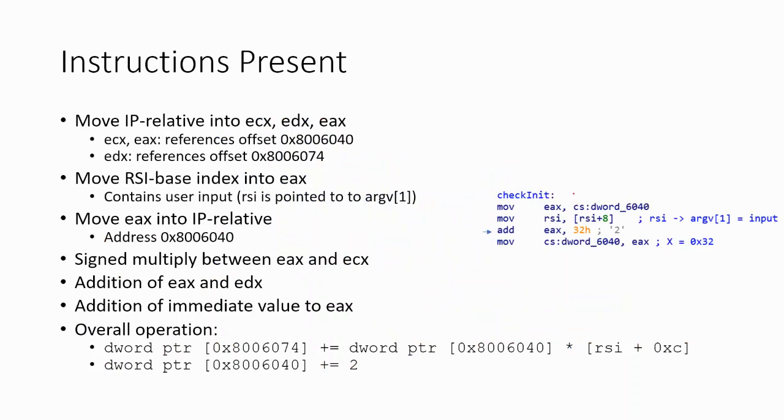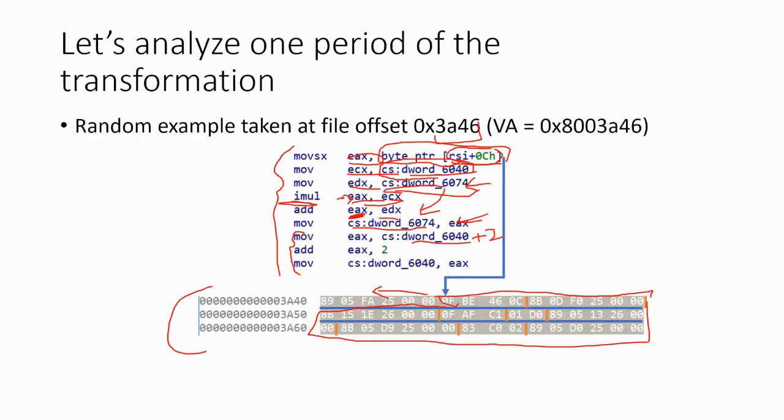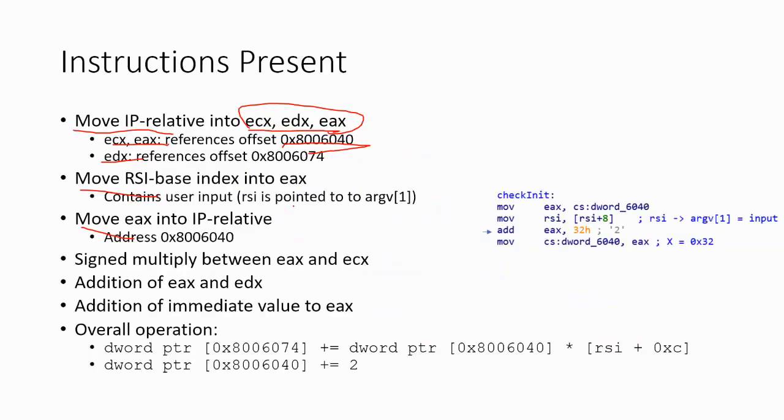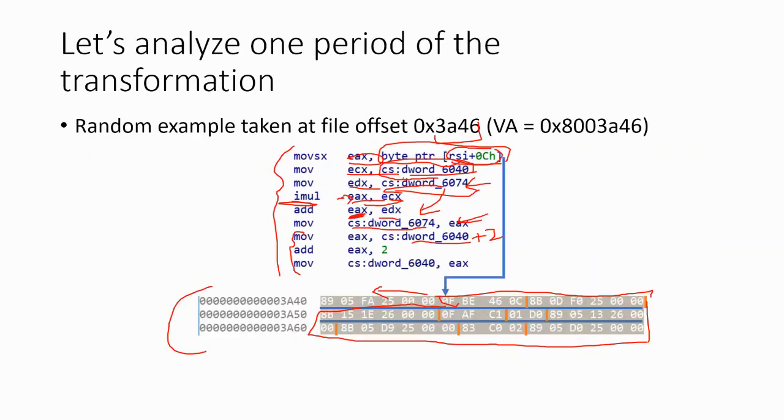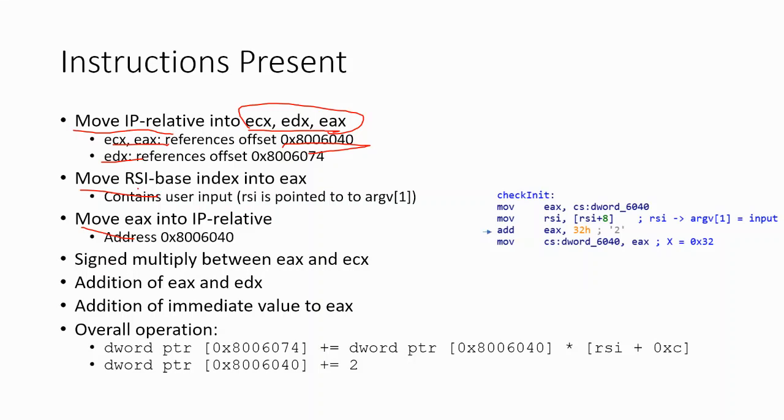So what instructions are present here? We already talked about this, but we have several move instructions. We have move IP-relative into these 3 registers, and each of these registers has a different associated reference. ECX and EAX, as we saw on the previous page, always reference 6040, which we saw here, and the EDX register comes from 6074. We have a move with an RSI-based index into EAX, and actually this contains user input.